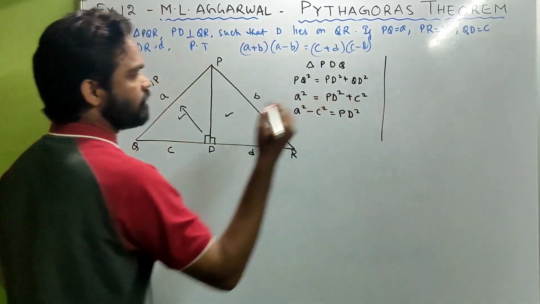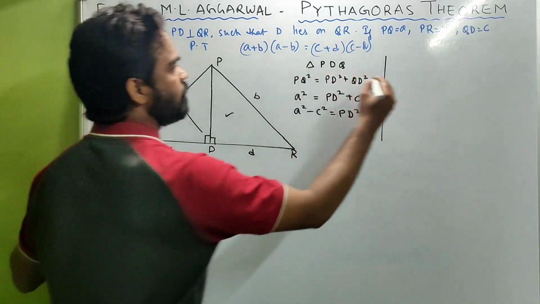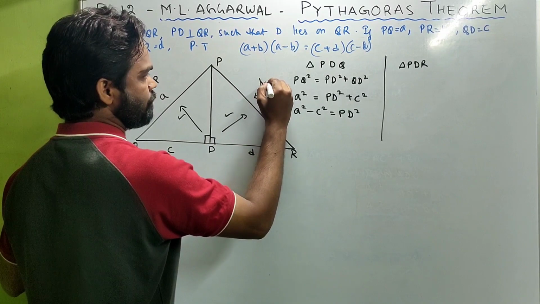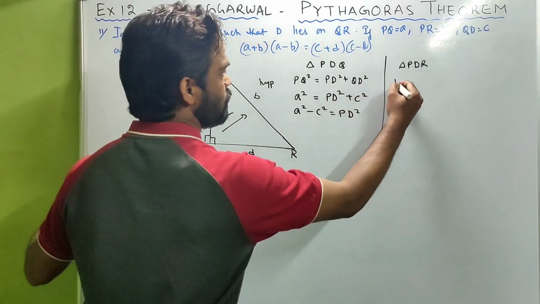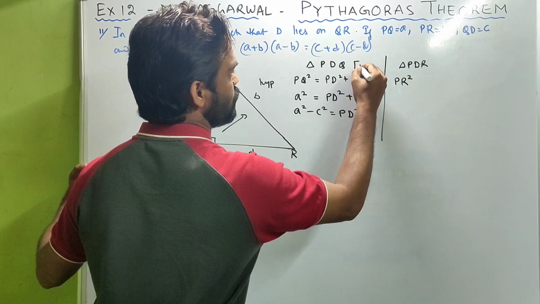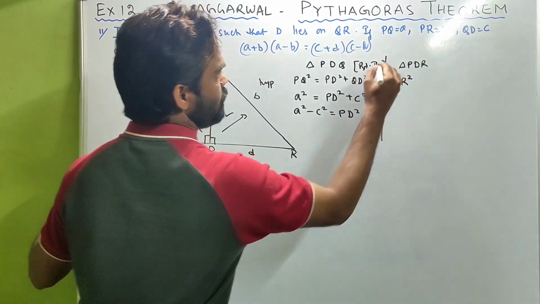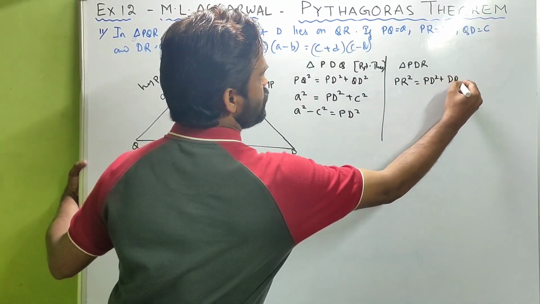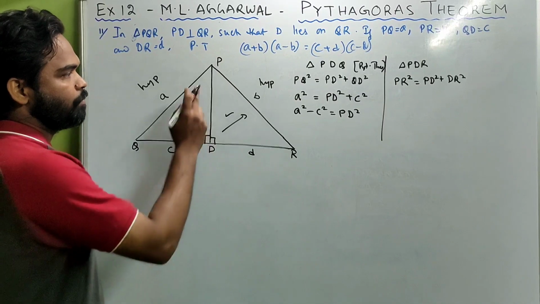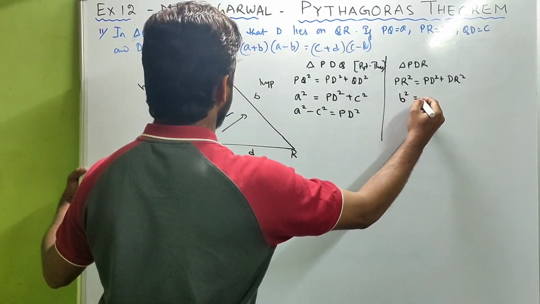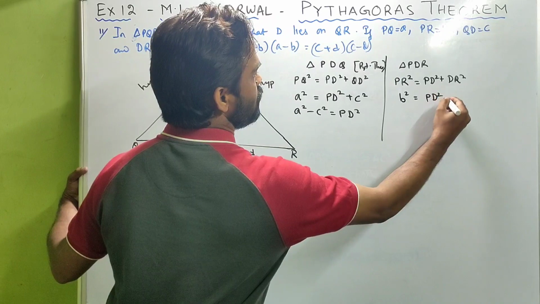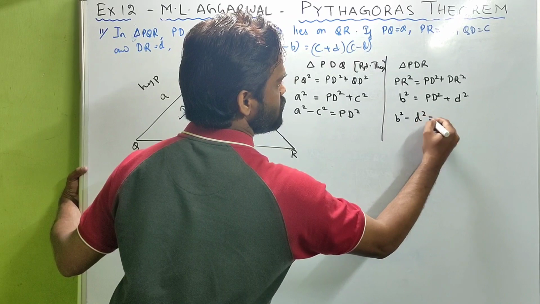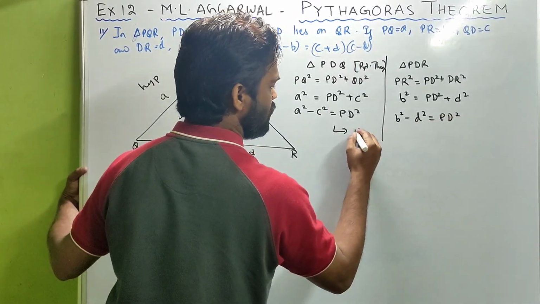Now look at the other triangle, PDR. Triangle PDR. Again, this is your hypotenuse, isn't it? So PR square, this is by Pythagoras Theorem, okay? Mention it. PR square is equal to PD square plus DR square. Look carefully. PR square is b square, equal to PD square, we don't know, and DR square, which is d square. So b square minus d square is equal to PD square. This is your 1, this is your 2.